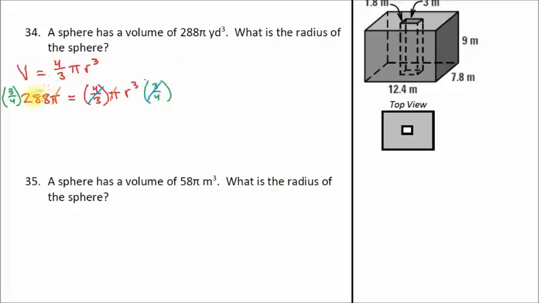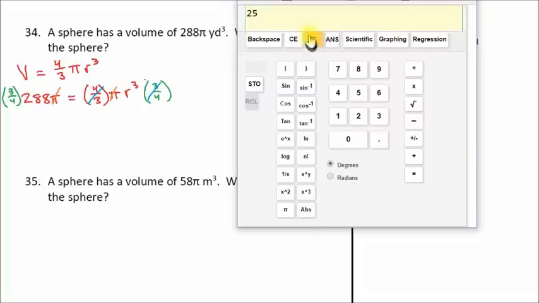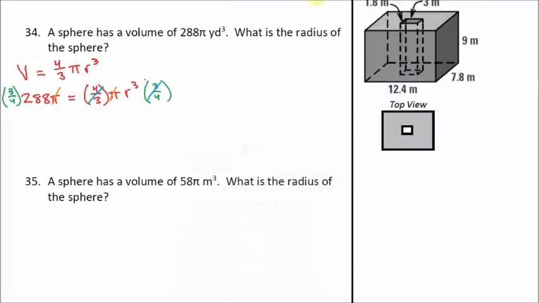So let's do 3/4 times 288. So we've got 3 divided by 4 times 288, and we end up with 216. So on this side we've got 216 equals r cubed. Now they're asking us for the radius.